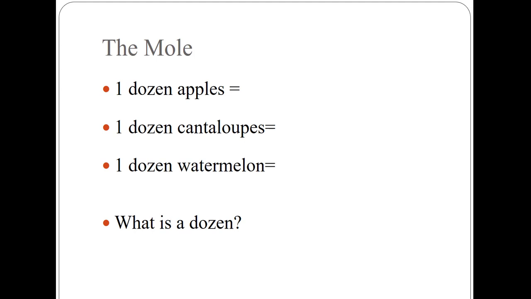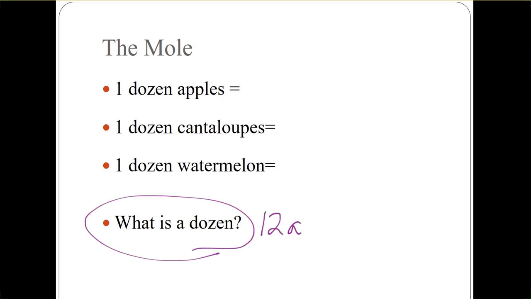Our first topic is on the mole. So just to give a little analogy of what a mole is, we're going to talk about a dozen. It really doesn't have anything to do with chemistry, and I'm going to talk about some fruit, but it will be a good analogy to introduce us to the concept of the mole. So first of all, let's say I have a dozen apples. What does a dozen mean? Well, a dozen means 12 of anything. So if I have a dozen apples, then I know that I have 12 apples.